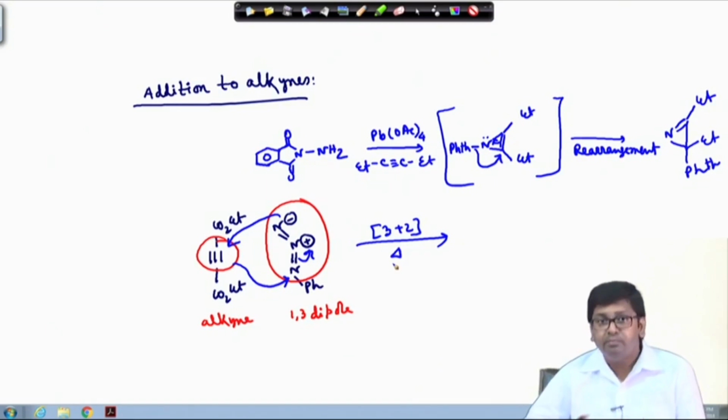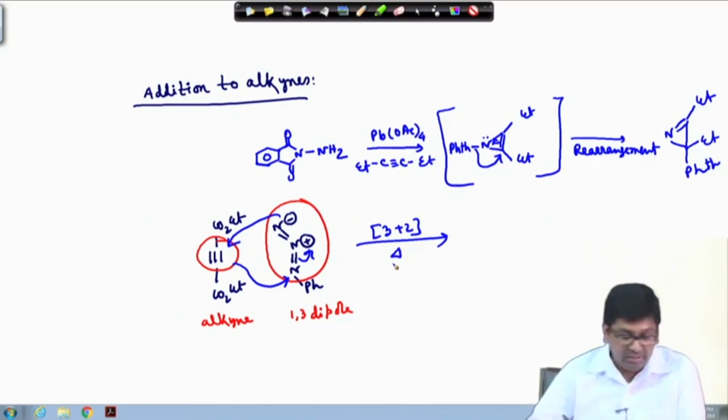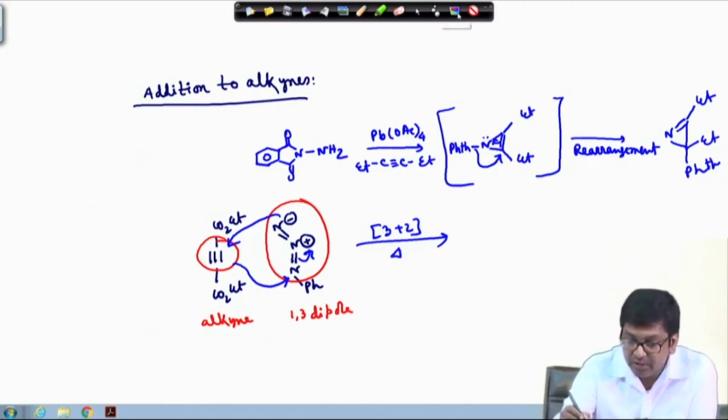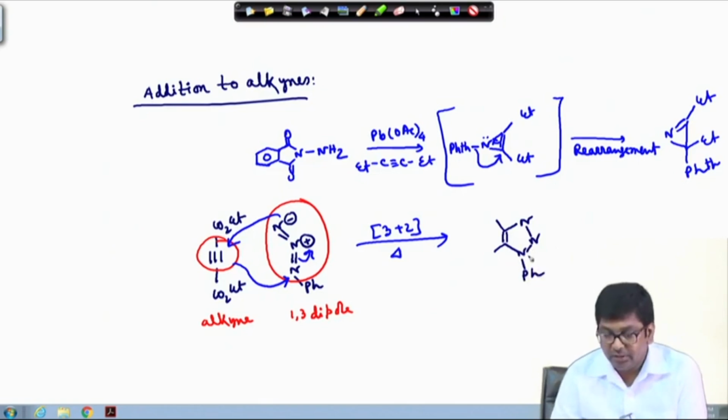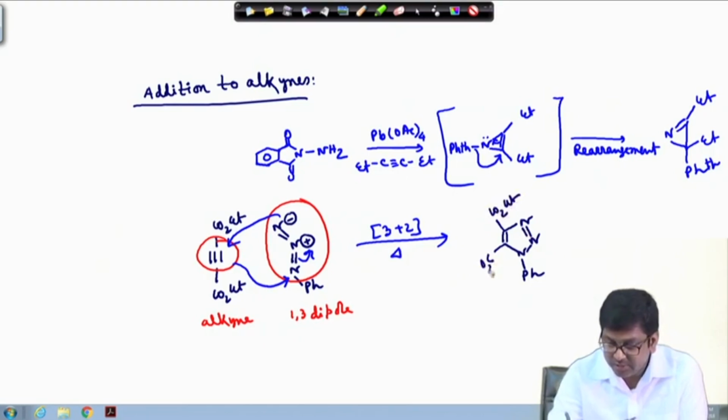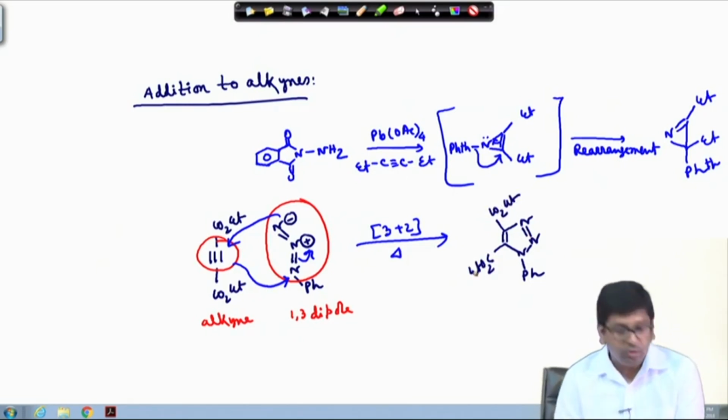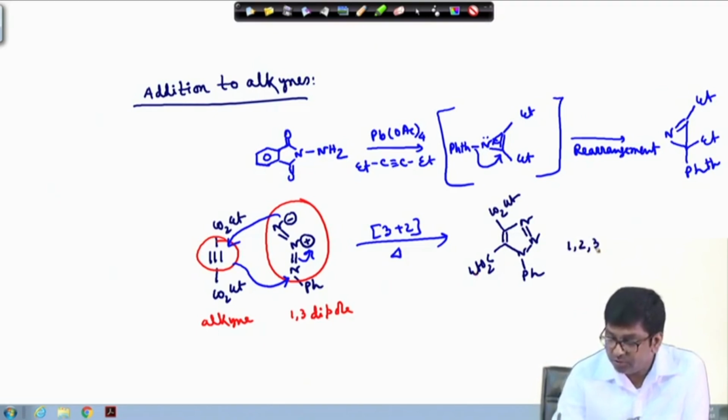this can rapidly convert to the corresponding 1,2,3 triazole derivative. That is another very important heterocycle, highly nitrogen enriched, called the 1,2,3 triazole moiety. So, what will be the product then? The product will be this, and then CO2 and here CO2. So, these are the corresponding 1,2,3 triazole derivatives.